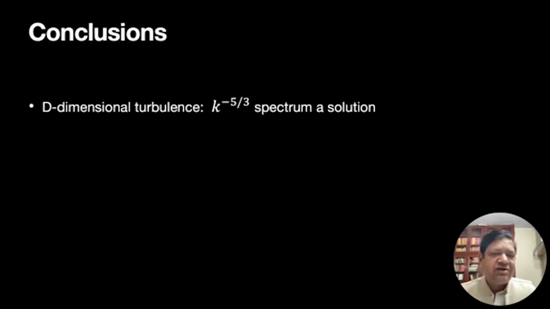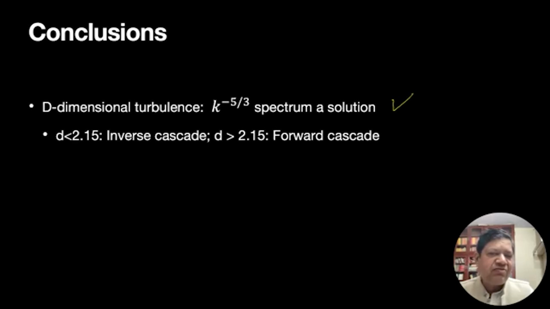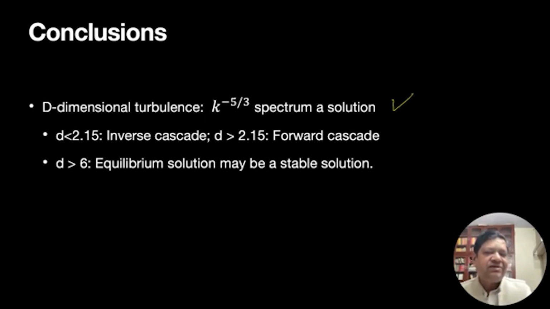So, conclusion: in D-dimensional turbulence, K to the minus 5/3 is a consistent solution. So it gives faith in the Kolmogorov solution. There could be other solutions. For example, equipartition is a solution, but possibly that is unstable for D equal to 3. So D less than 2.15, inverse cascade; D greater than 2.15, forward cascade; D greater than 6, equilibrium solution.